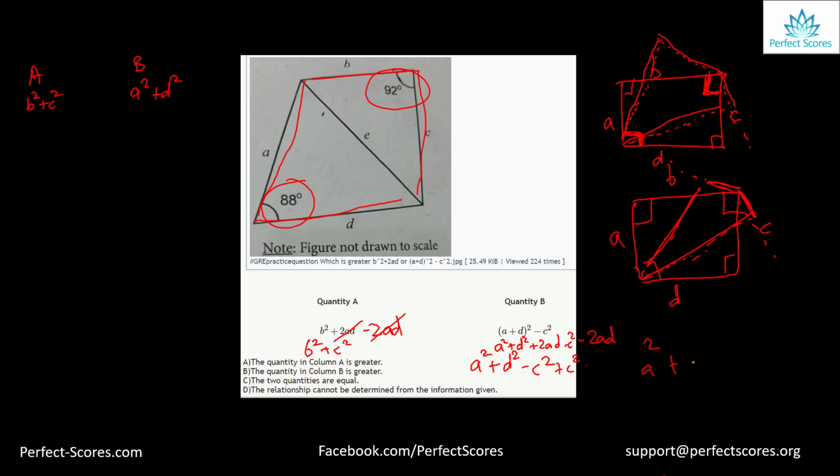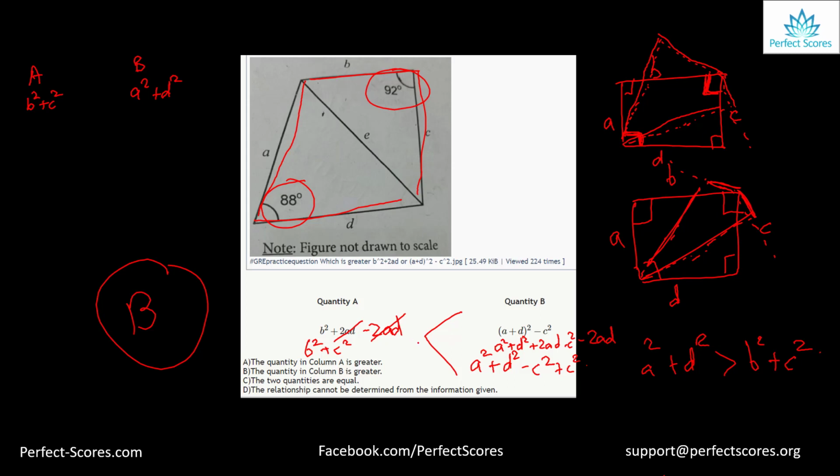So that means A squared plus D squared is actually going to be greater than B squared plus C squared. So that means quantity B is actually greater. Right, so this was a tricky question. It required a little bit of juggling around here.